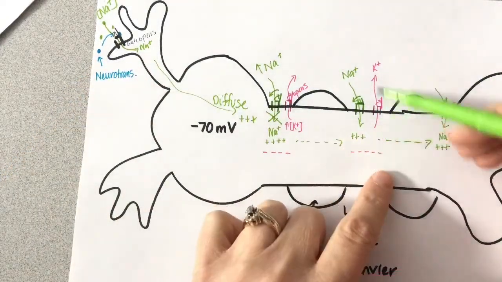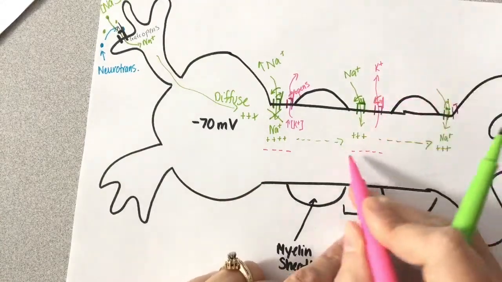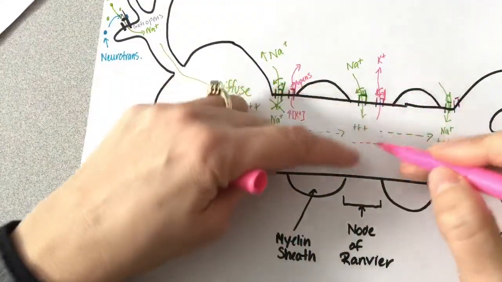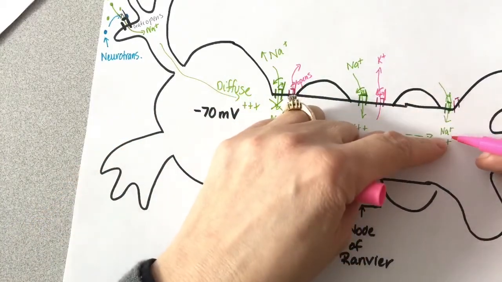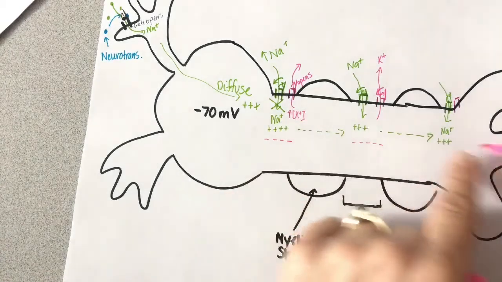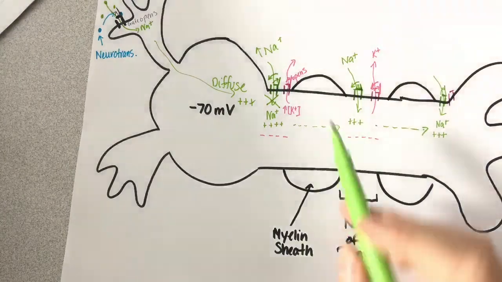So this is open now. Potassium leaves. Eventually, that shuts, and no movement goes, and you'll get back to negative 70. And then over here, sodiums go in, and we're going to see that that's going to trigger something to happen at the end here that we haven't yet gone over. All right, so that is repolarization.